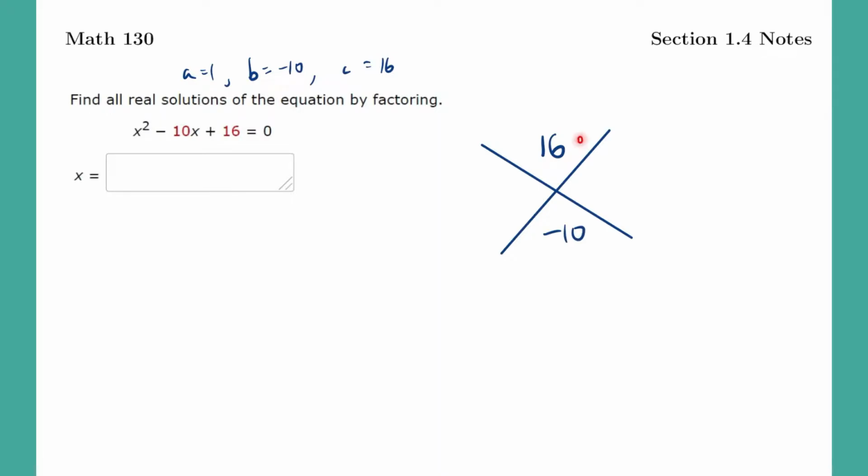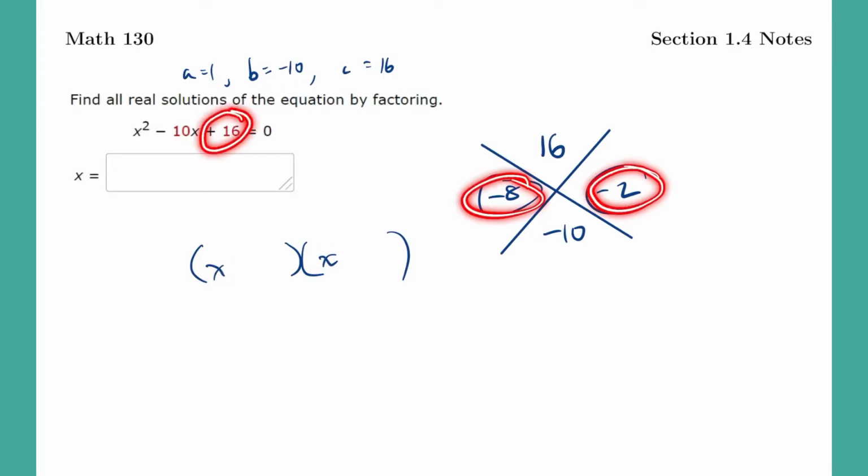Then we need to find two numbers whose product is 16 and whose sum is negative 10. So I believe it's going to be negative 8 and negative 2. If you multiply these two numbers together, you get 16, and if you add them, you get negative 10. Because the leading coefficient is 1, we simply put these numbers in parentheses in our binomials. X squared becomes x times x, and negative 8 times negative 2 becomes positive 16.